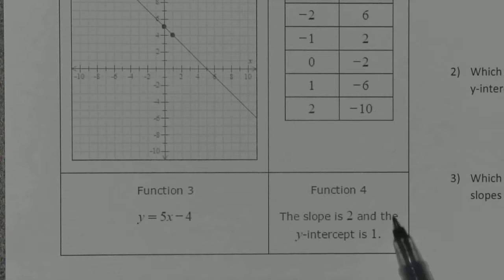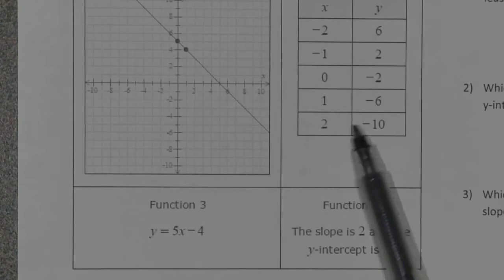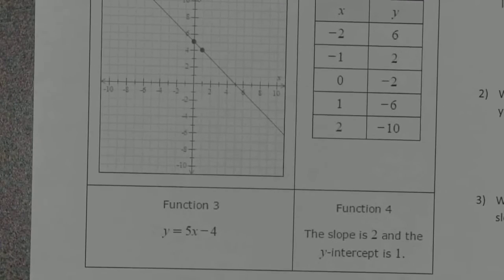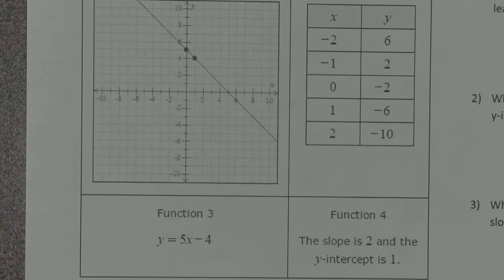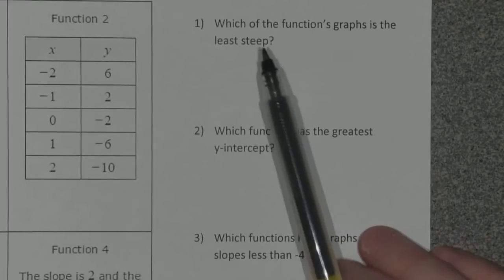Could you write an equation for this if you wanted to? Pretty easily, right? Could you graph these if you wanted to? Pretty easily to see what it looks like. You could graph this also, or you could put it in ordered pair form. So really these are 4 different functions in 4 different forms. And what you're going to have to do today is compare the functions and answer questions.